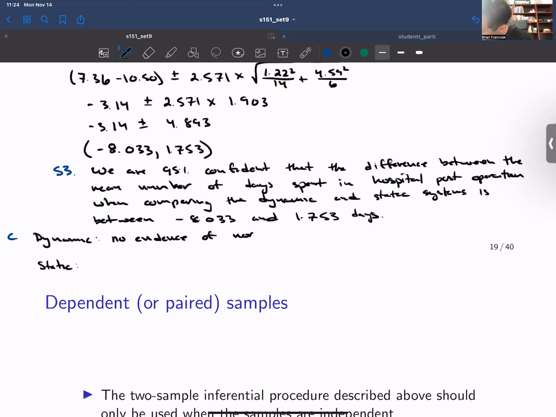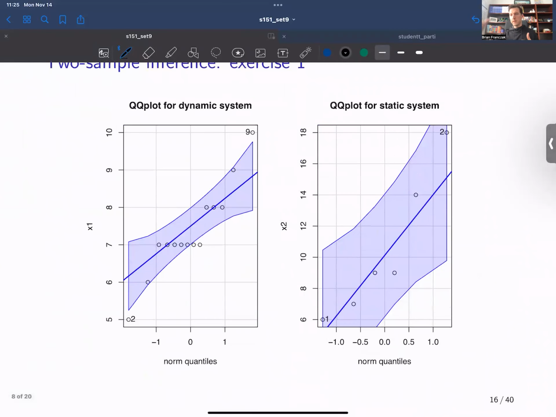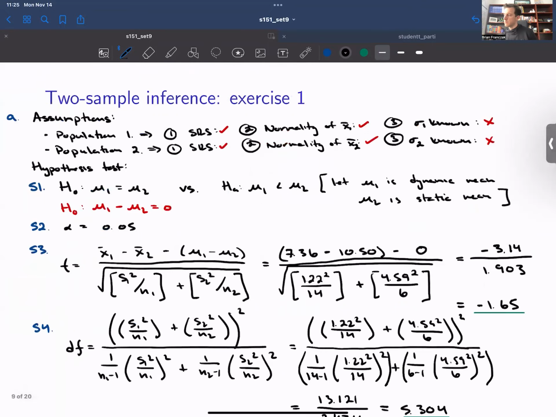Okay, so in each of these cases, we would probably say no evidence of normality. For the dynamic system, the tails are too heavy. Those two outlying points, numbers 2 and 9, are symmetric about the line, but they're pushed outside the bands, and that implies that the tails are heavier than those of a normal distribution. So maybe something that's T-shaped.